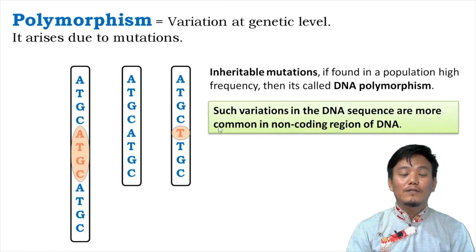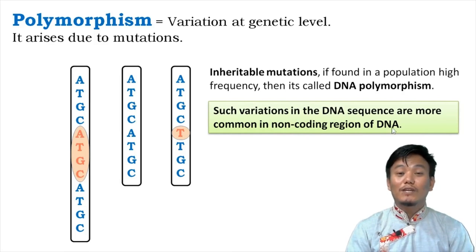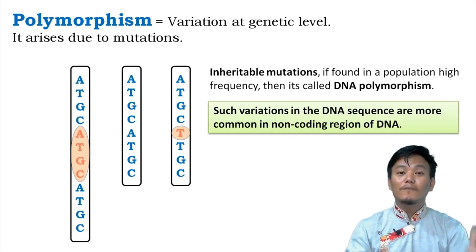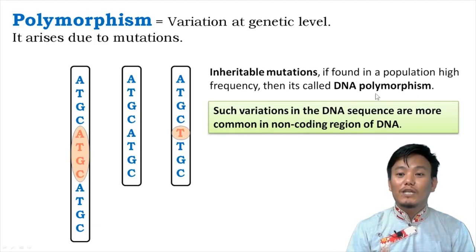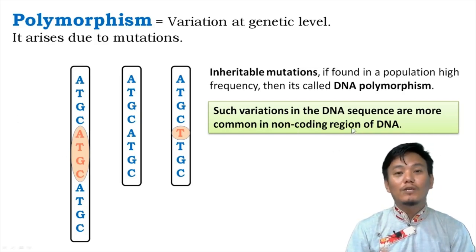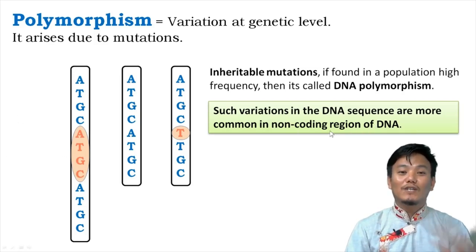And such variations in the DNA sequence are very common in non-coding regions of the DNA. The non-coding regions of the DNA in which the repetitive DNA sequences are present, right? So in those repetitive sequences, or in those regions of the DNA which are non-coding, the variations or the DNA polymorphism is more common. Why? Because mutations in the non-coding region of the DNA will not create any effect in the individual. Any phenotypic effect won't be observable in mutations created in non-coding regions of the DNA. So therefore, there are higher chances that the mutations can be passed down from generation to generation.